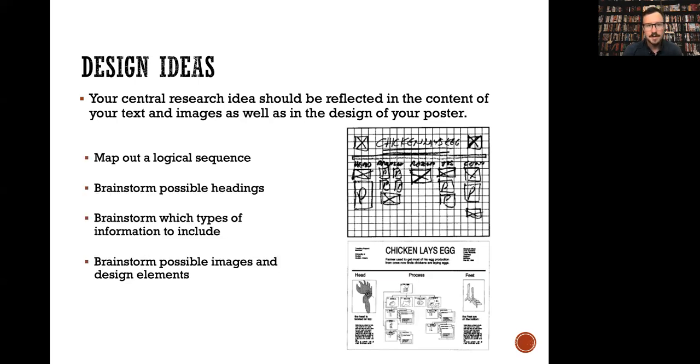So we can just take a few minutes here and start mapping out our poster. Maybe take out a piece of paper, some pens and pencils, and just map out the sequence of your poster. Are you going to use columns? Do you have some other unique or interesting design idea in mind? Start brainstorming those possible design elements. You might also want to, at this time, brainstorm some possible headings that you'll use, which types of information you'll want to include in terms of text, and possible images or other design elements that you'll want to include in the poster.